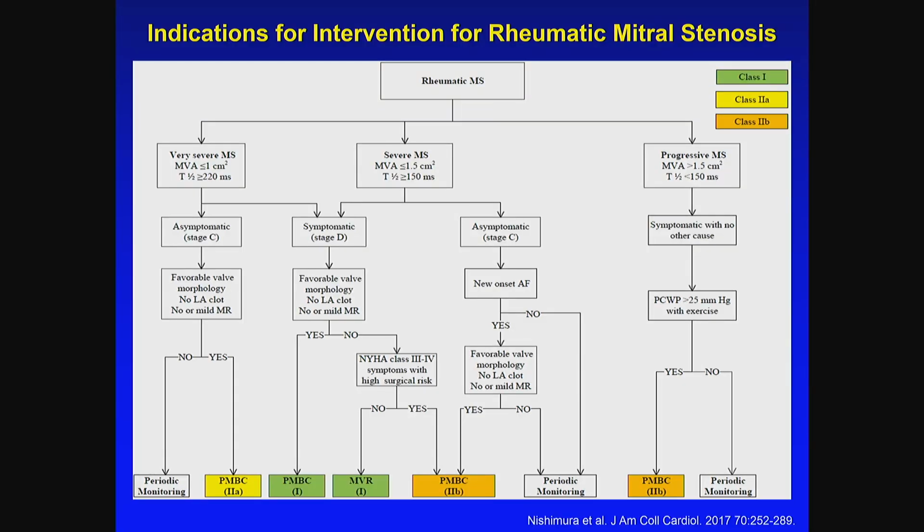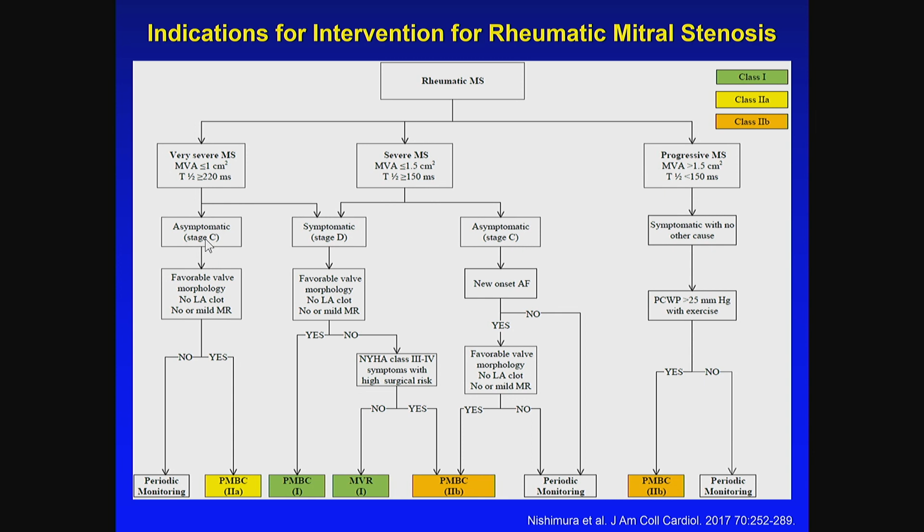So to summarize the intervention for rheumatic mitral stenosis, when there's rheumatic mitral stenosis and severe or very severe stenosis, if patients are symptomatic and have a favorable leaflet morphology, they should undergo balloon commissurotomy. If they're symptomatic and have an unfavorable morphology with a lot of calcification and thickening, then replacement should be considered.